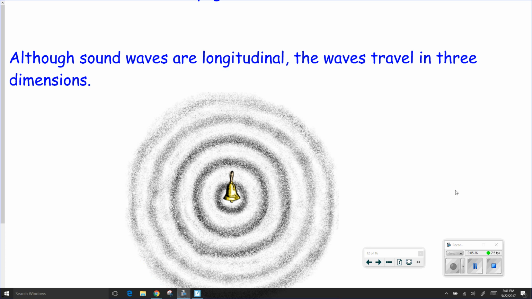So we like to think of longitudinal waves as one big straight line with areas of compression and rarefaction, but we also need to remember that sound waves actually travel three-dimensionally. So if my bell here is my sound source, remember that the sound waves will actually travel in a sphere away from the bell. That's what this diagram depicts. And that's why you have areas of compression and rarefaction moving away from the bell.